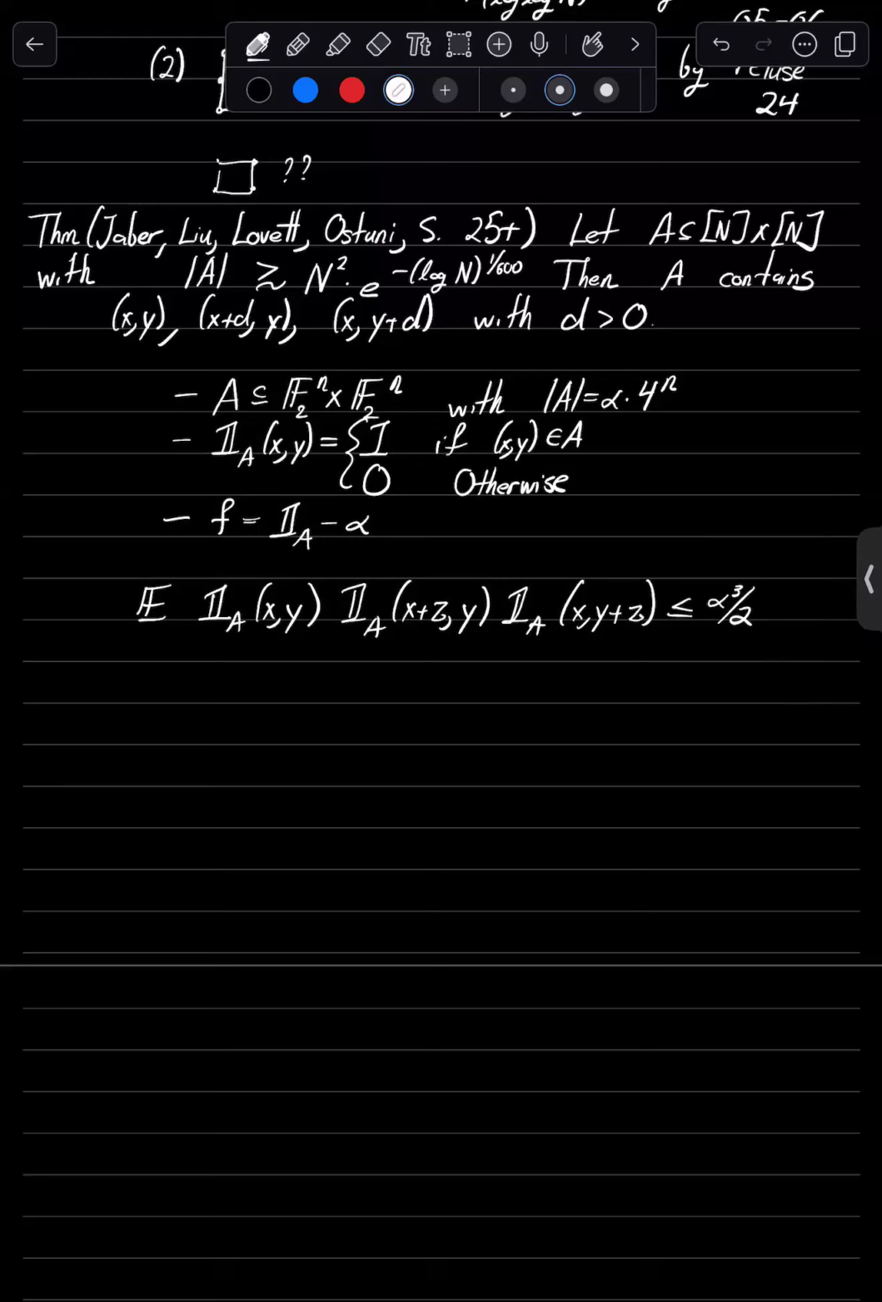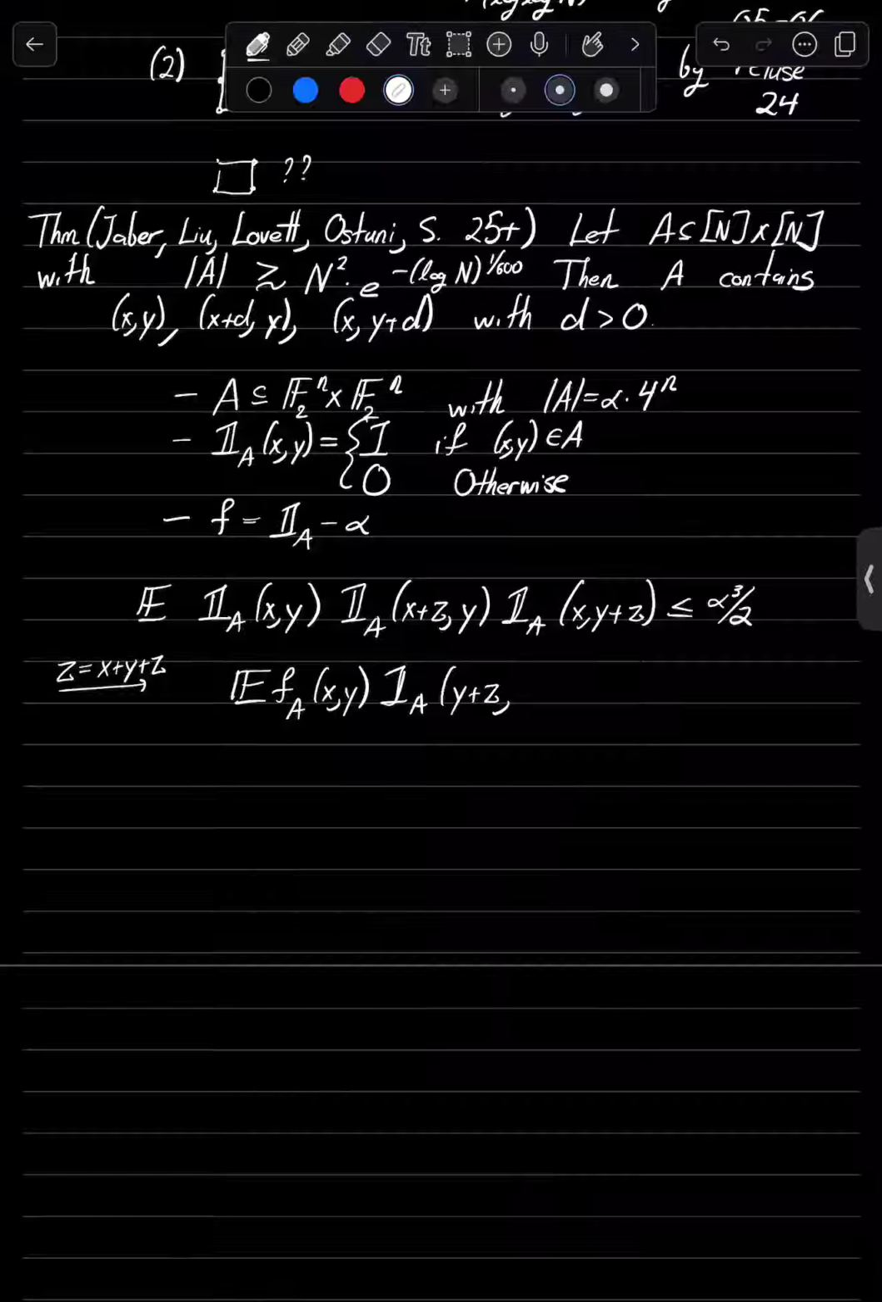Let's make a couple of easy transformations. There's one convenient change of variables. First, we set z equal to x plus y plus z, so just change z to be that. I'm hiding one small step, but it's very easy to get to the assumption involving the indicator function of A at (x,y), and the indicator function at (y plus z, y).